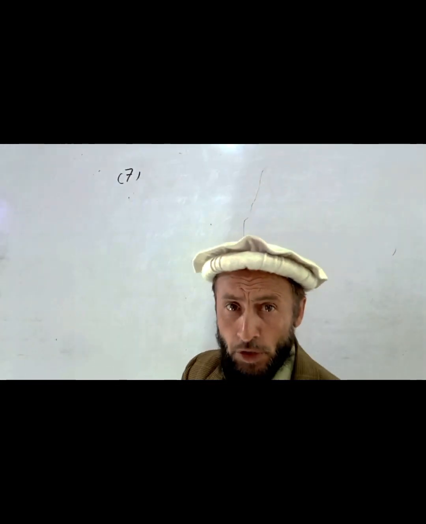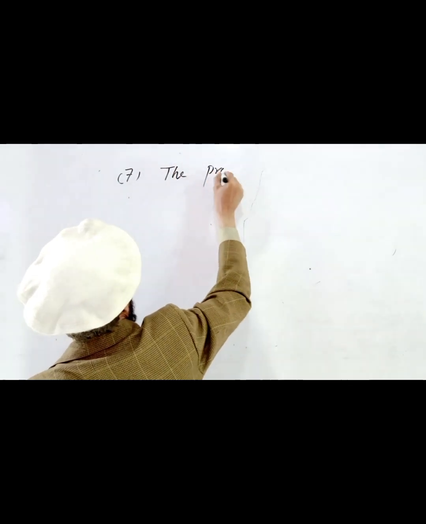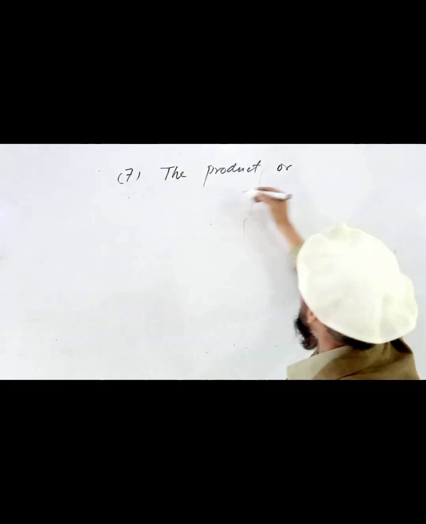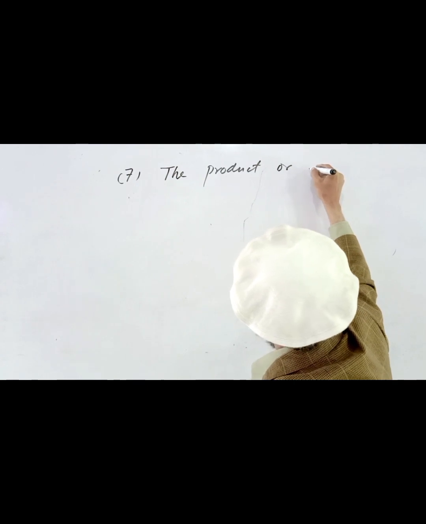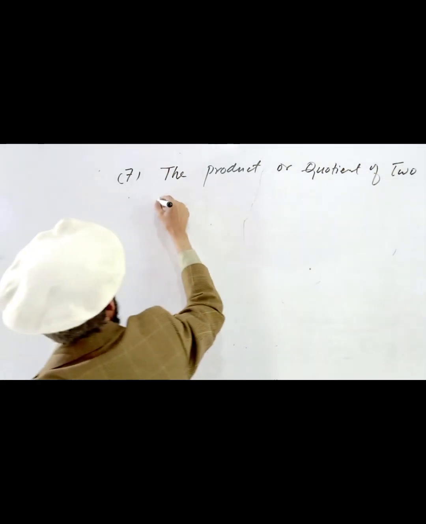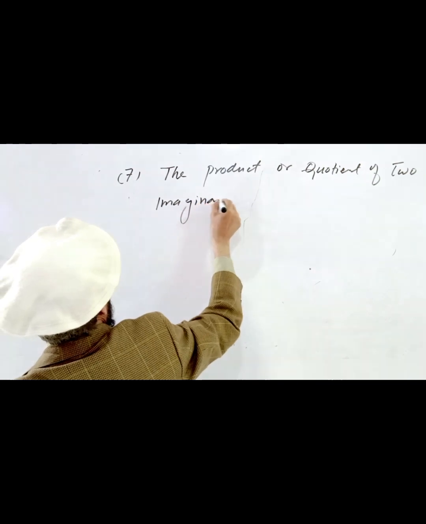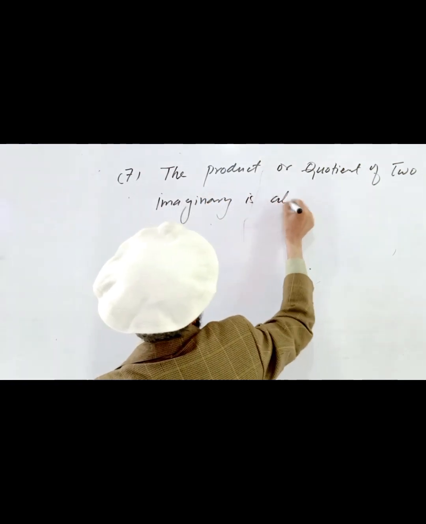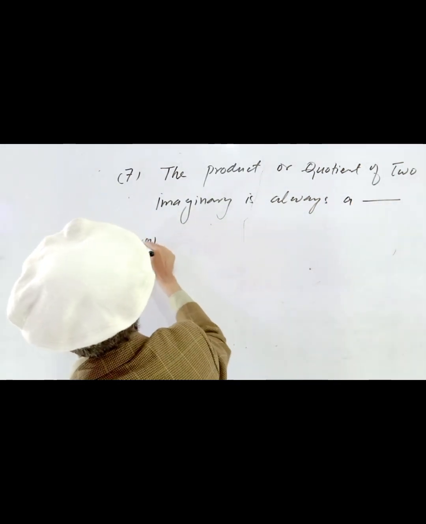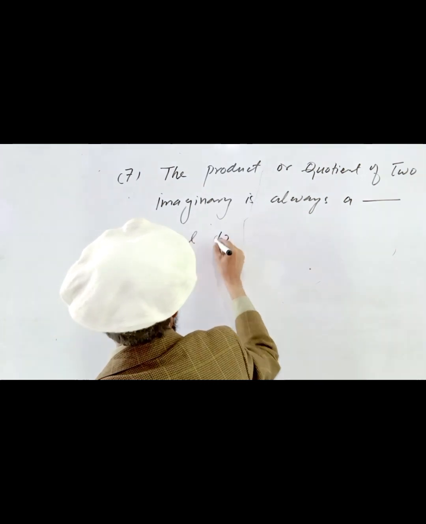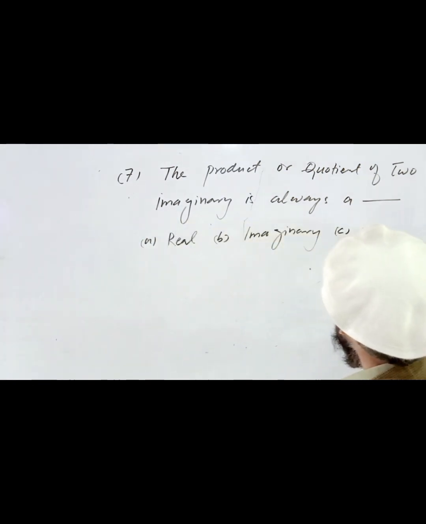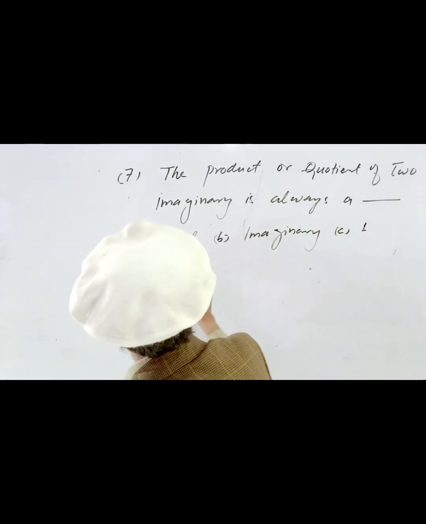If we take the product (multiplication) or quotient (divide) of two imaginary numbers, the result is always: a) real number, b) imaginary number, c) positive one, d) none of these.